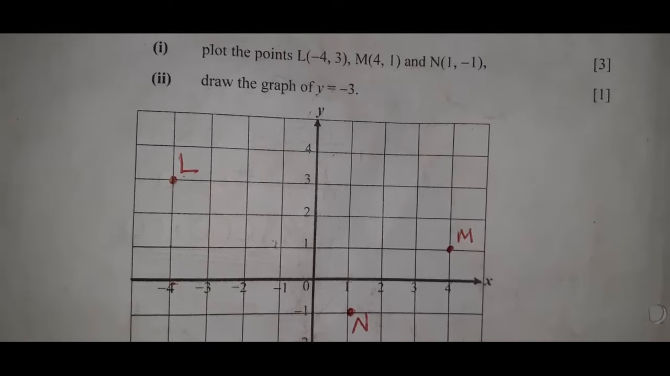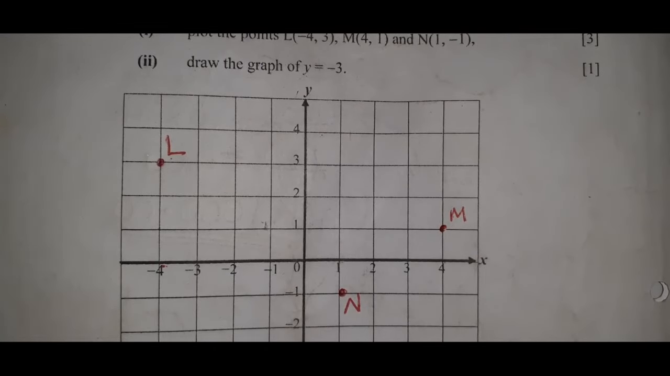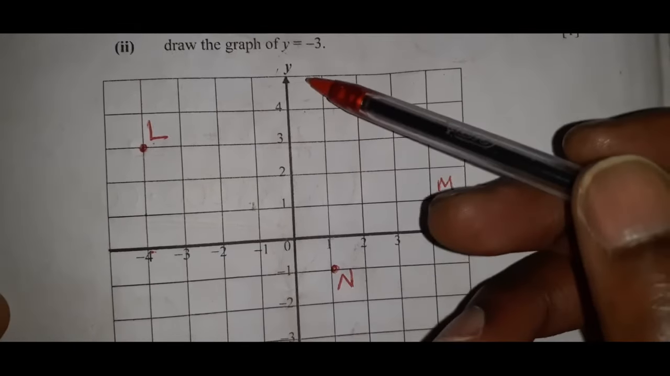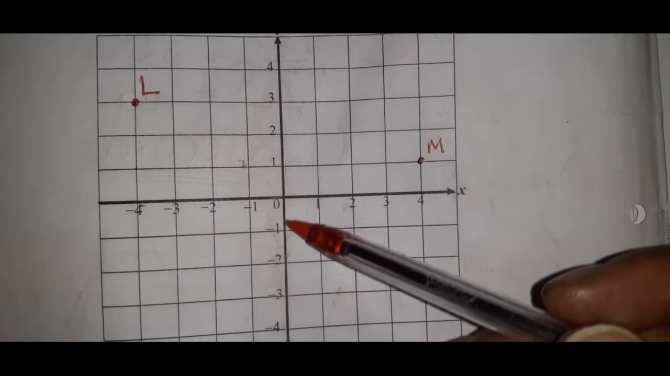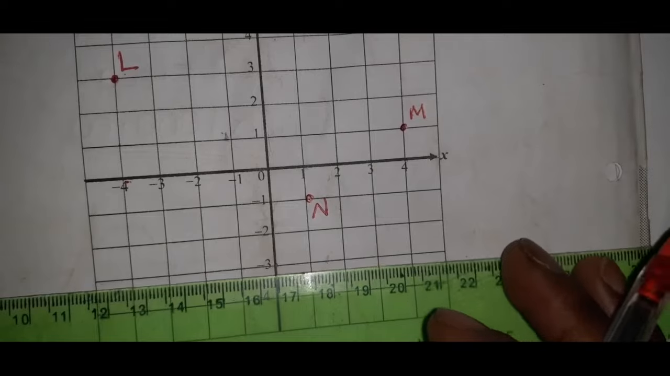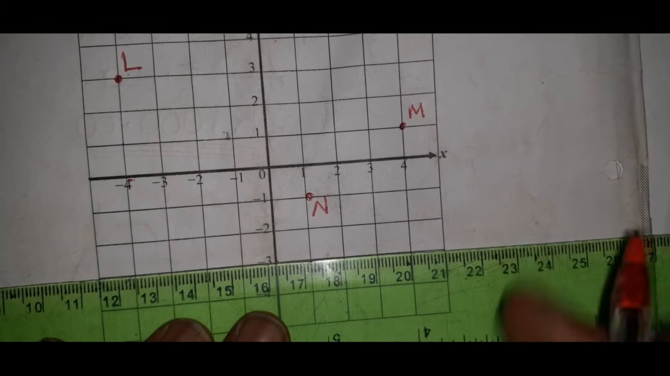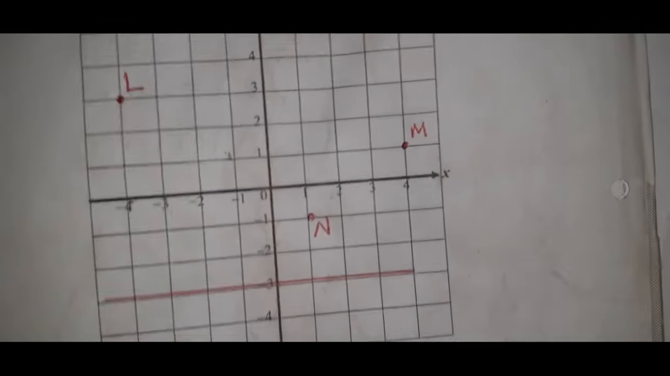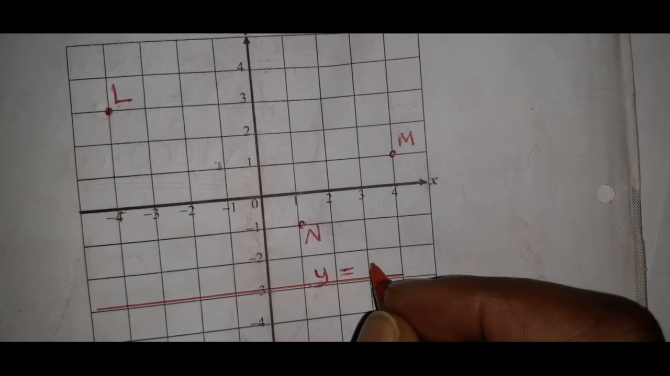Then draw the graph y is equal to -3. Follow the y-axis from here. Where do you find -3? -3 is at this point. So just draw the line on top of this same one. Then you'll say this is y is equal to -3.